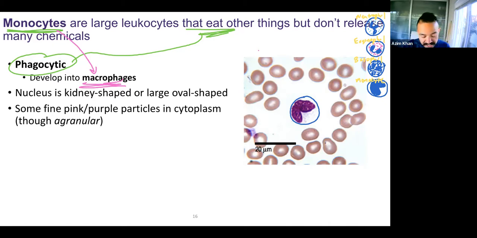Nucleus, like I said, is kidney shaped, or it's a large oval shape. You might see some light pink purple particles in the cytoplasm, in the cytosol, but it does not have granules. It is agranular.